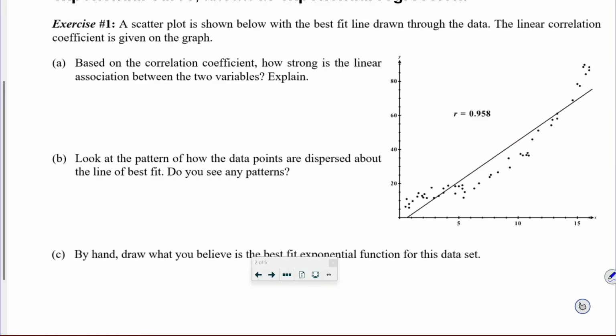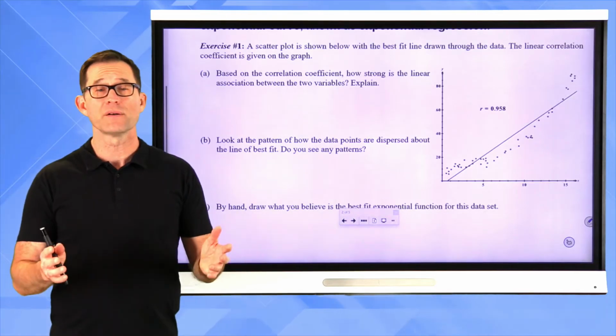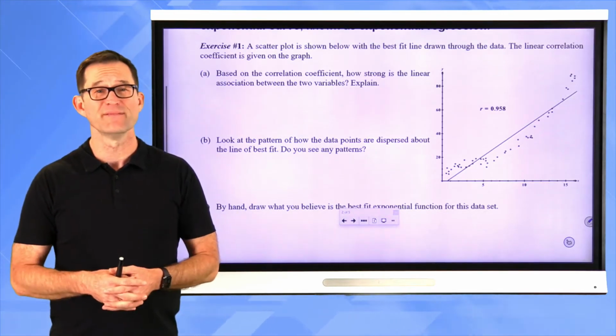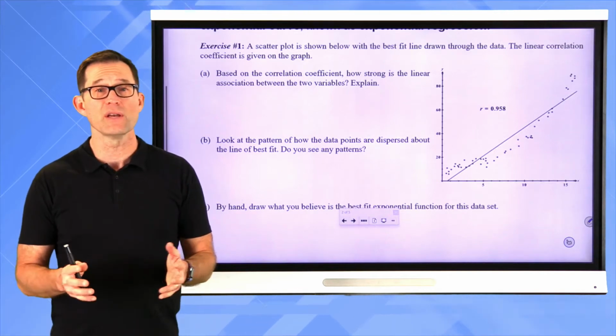A scatter plot is shown below with the best fit line drawn through the data. The linear correlation coefficient is given on the graph. Letter A, based on the correlation coefficient, how strong is the linear association between the two variables? Explain. All right, well, pause the video now and tell me, how strong is the linear association?